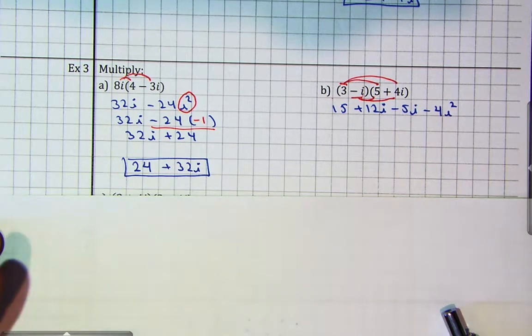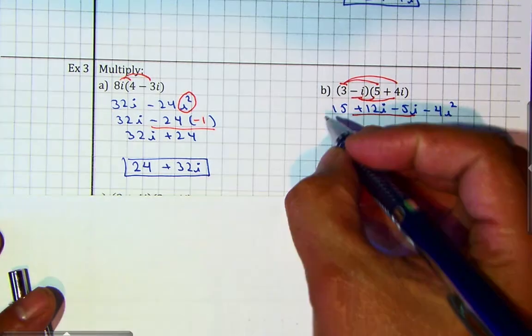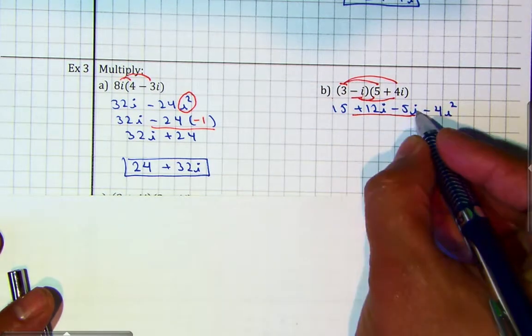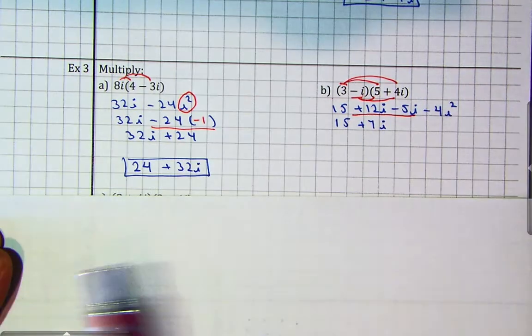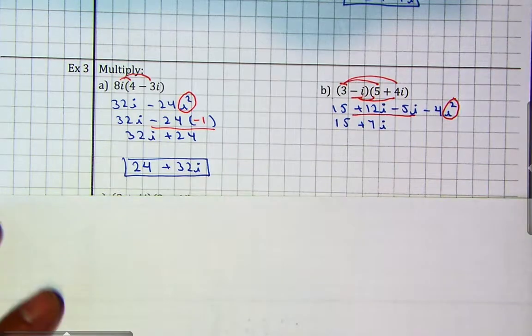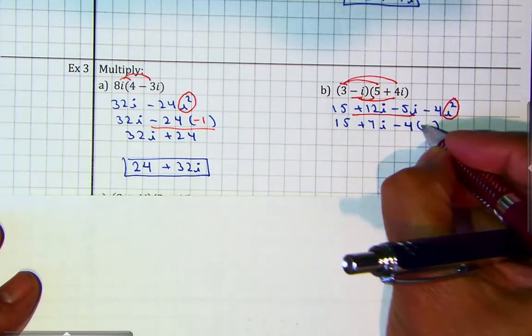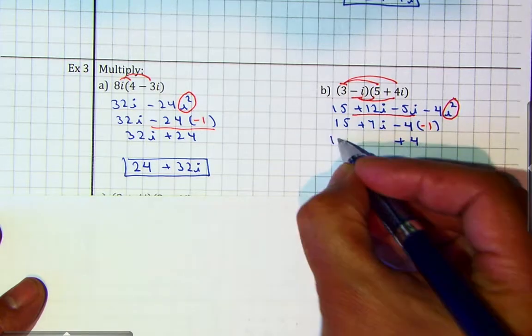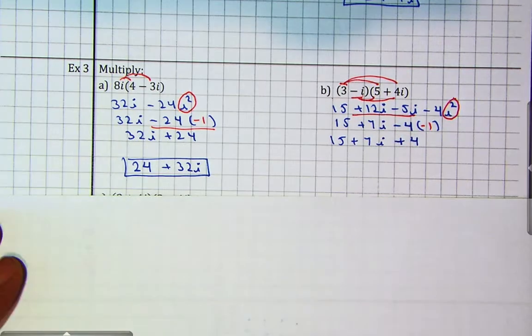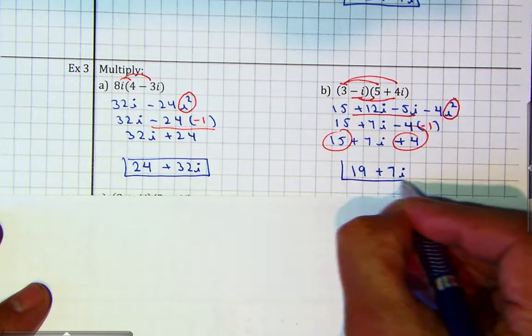And I'm going to do one step at a time. Some of you will start doing more than one step, which is fine. But for my purposes, I'm going to combine like terms, which will be the middle terms. You have 15 plus 7i. I know that i squared will be equal to -1. Therefore, I have -4 times -1. Most of the time, we'll skip that step and say negative times a negative gives me a +4. I'm going to combine my like terms, and that will give me 19 plus 7i, where I have my real part first and then my imaginary part.